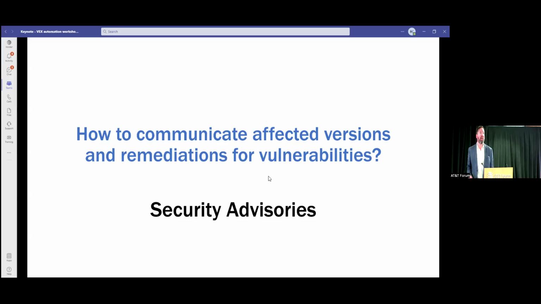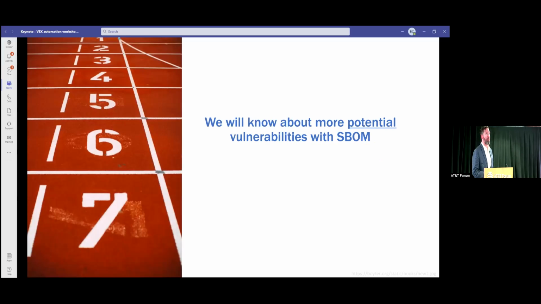And then we have the question of, well, how do I talk about not the vulnerabilities, but my actual products? And of course, that's security advisories. And what we're going to talk about today is how to link them.